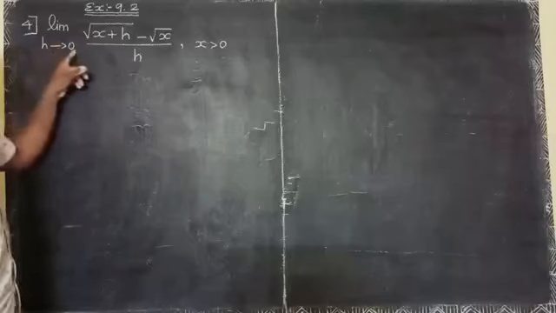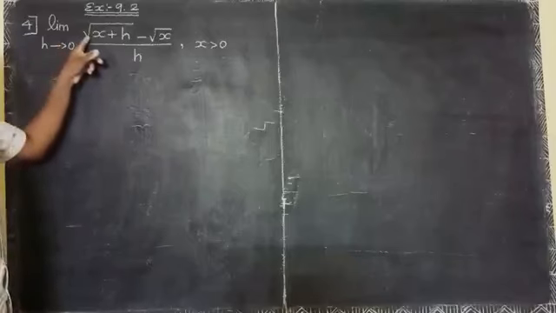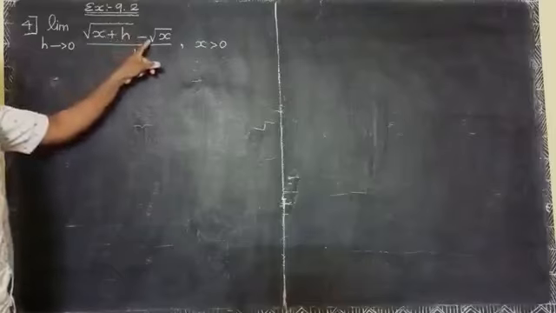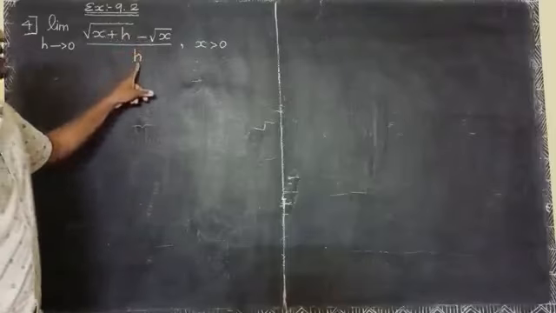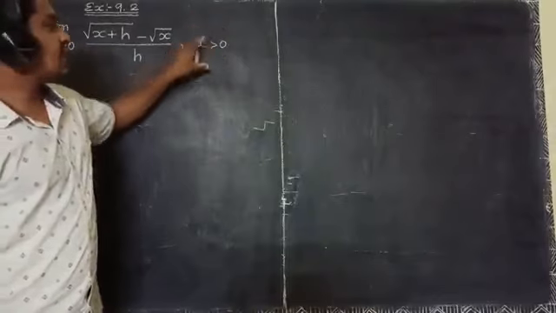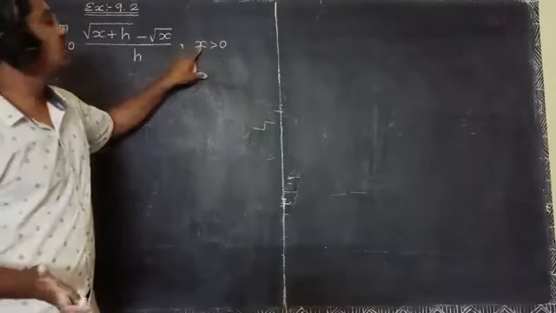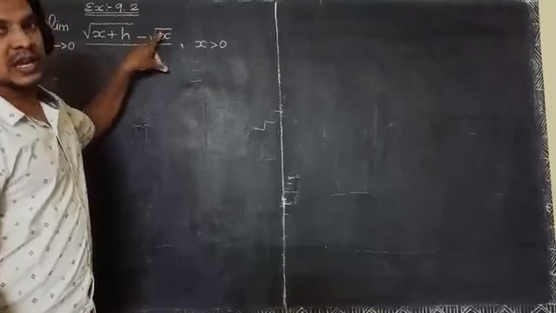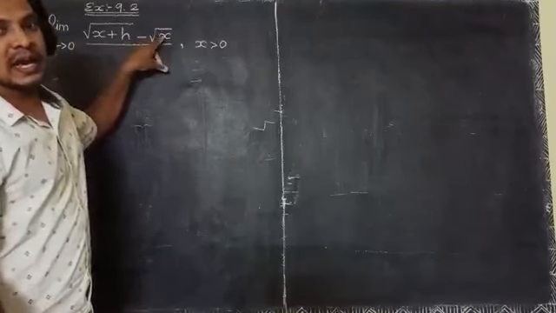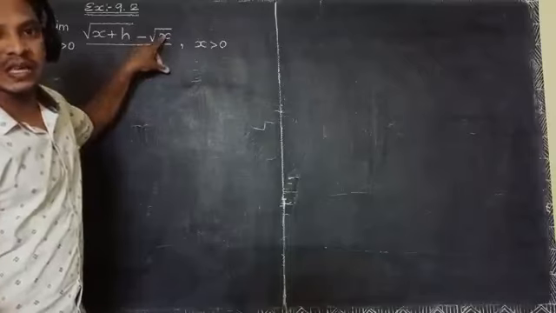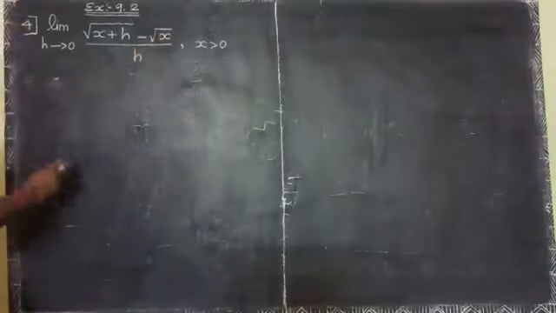Next, question number 4. Limit h approaches 0, numerator square root of x plus h minus square root of x, divided by h. The condition x greater than 0 means x takes positive values, because the square root of positive values, taken outside the square root, again gives positive values.